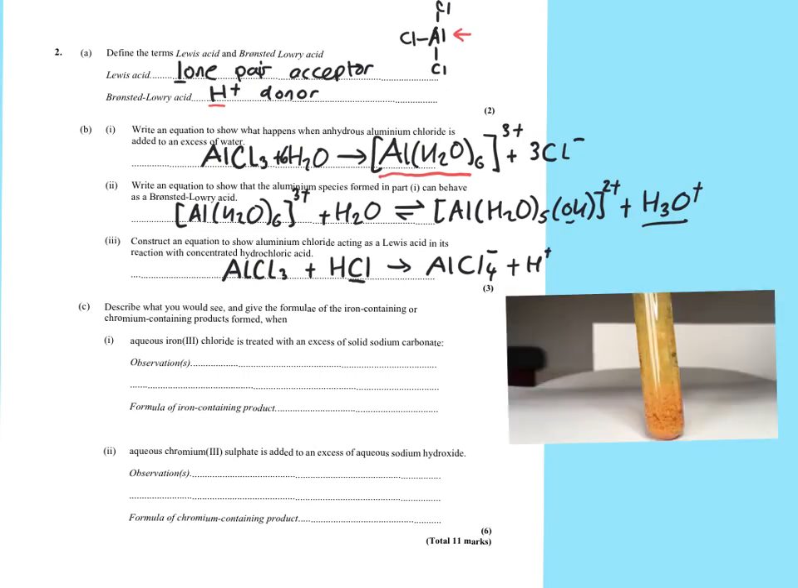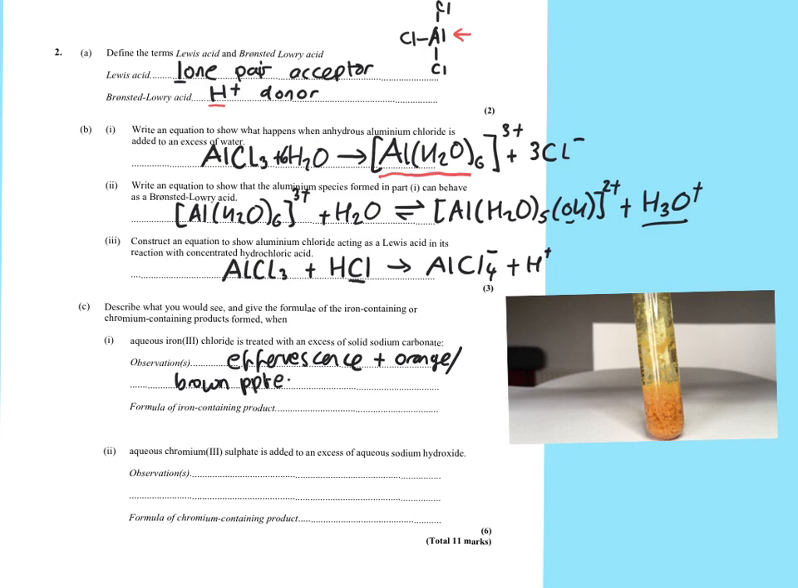Now say what you would see when you add some iron(III) chloride, which is an orange solution, to an excess of sodium carbonate. Well, you can see here effervescence, and the iron-containing product is formed here. So for the observation, we would write effervescence, and an orange-brown precipitate.